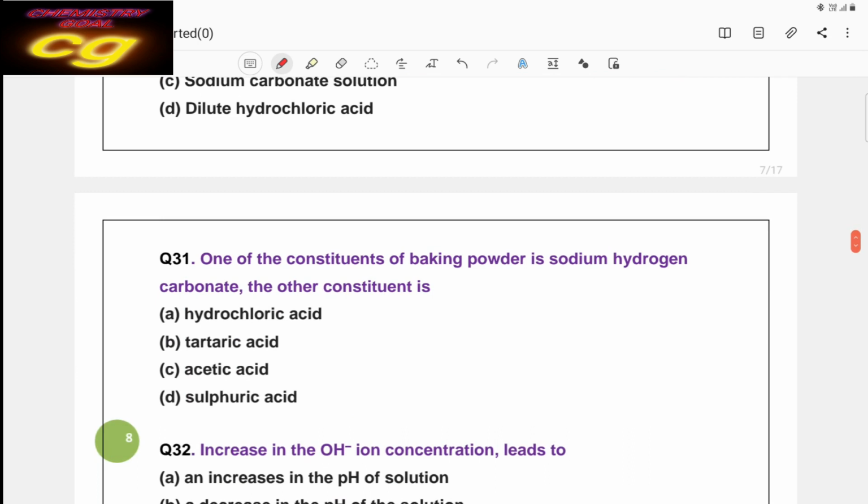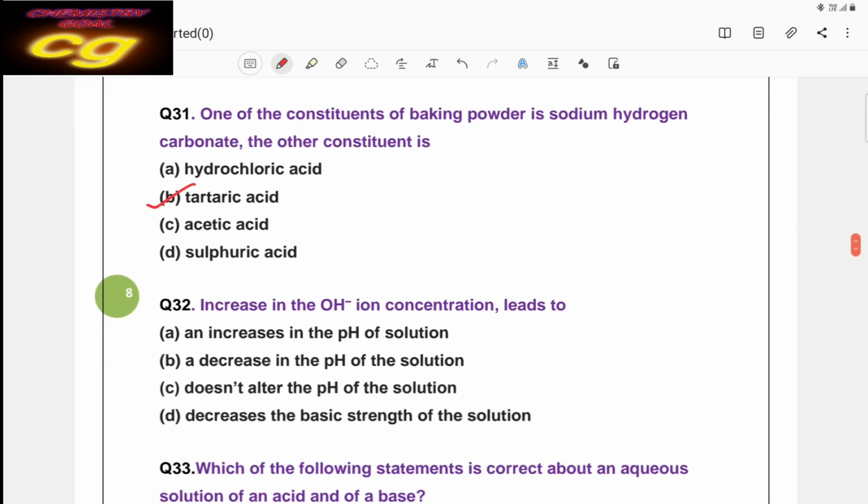One of the constituents of baking powder is sodium hydrogen carbonate, the other constituent is tartaric acid, because you already know baking soda is sodium bicarbonate, and baking powder is a mixture of sodium bicarbonate and tartaric acid. So the answer is B. Increase in OH minus concentration leads to an increase in what? pH value. If OH minus increases, then pH value increases.